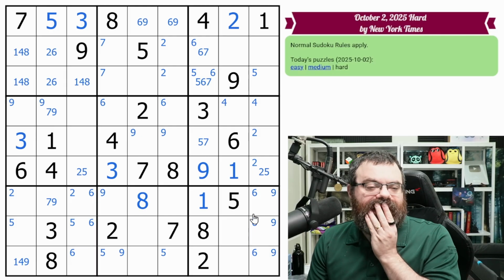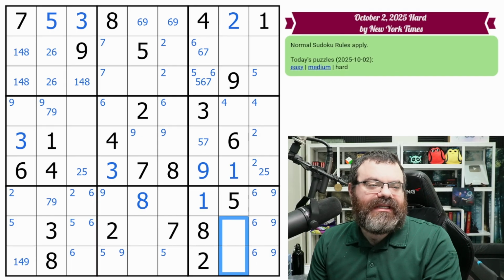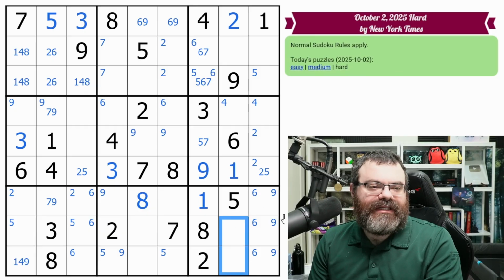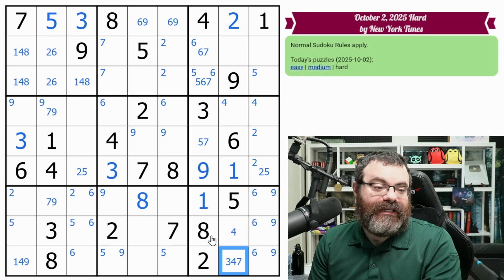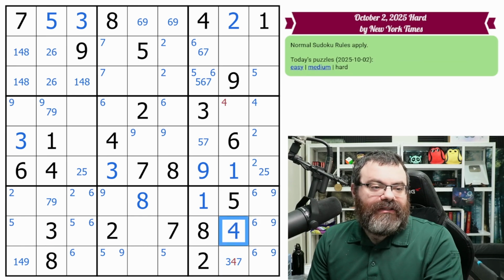Yeah, okay. So if these aren't 6, 9, what can they be? Because they're not 6 of the digits just from this box. So we need a 3, which can only go there. We need a 4. Can't be 5, 6. We need a 7, which can only go there. And we need 8, 9. So this is a naked 4 because it can't be 3, 7. And that places the 4 in this box as well.